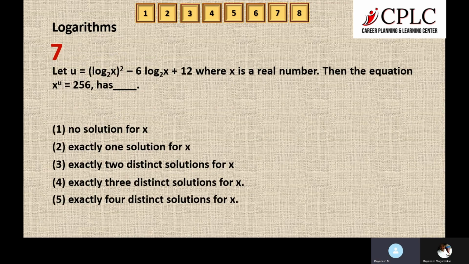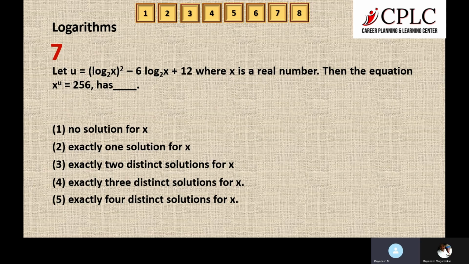The seventh one, the second toughest question. There's a big equation where x is a real number, and then there is another equation, x raised to u is equal to 256. And this has either no solution for x, or exactly one solution for x, or exactly two solutions for x, and so on henceforth. So for this one, there are two approaches. Either you actually solve this and get the answer, or there's a smarter way, which I'm more interested in discussing.